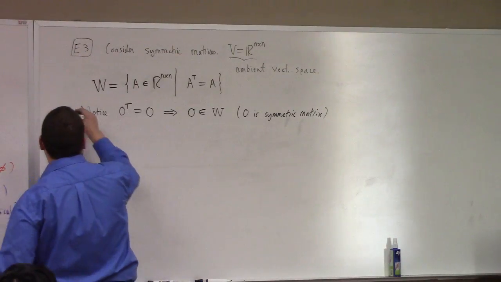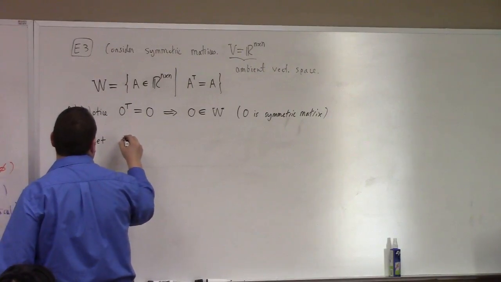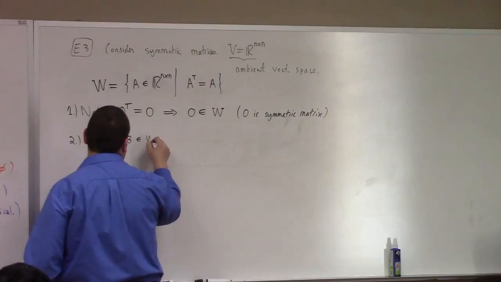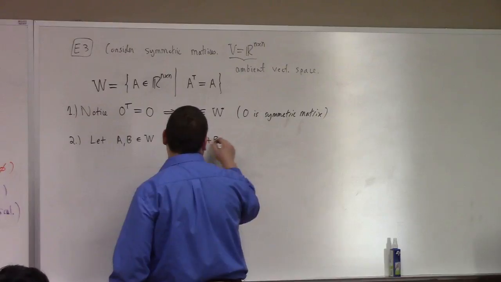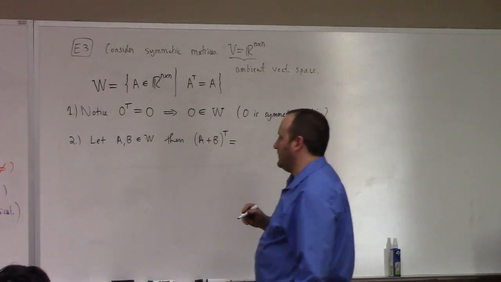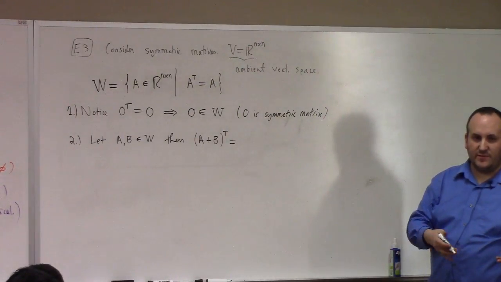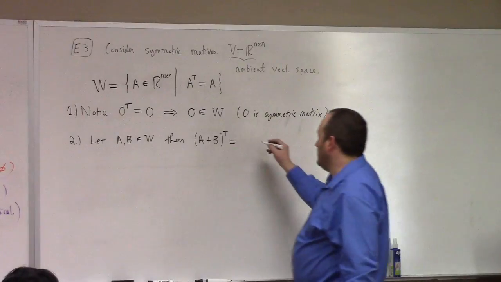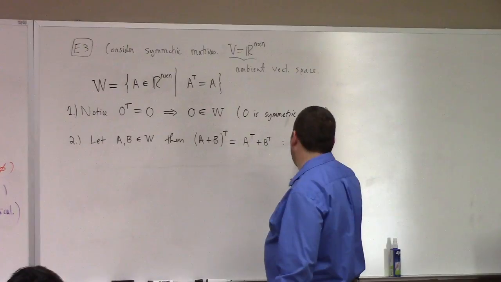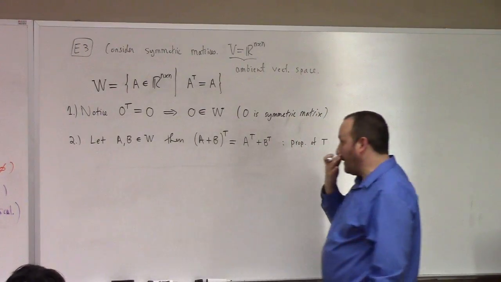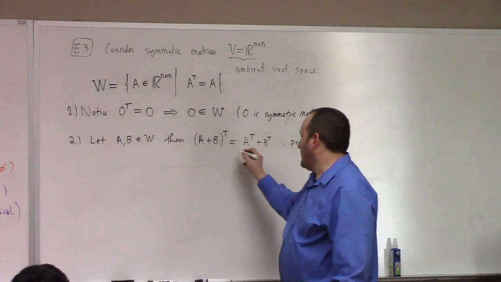We're on to number 2. So we finished number 1. Number 2, let's let A and B be in W. Then consider A plus B transpose. A plus B transpose is what? We know properties of transposition. The transpose of the sum is the sum of the transposes. So then what? What did we assume about A and B?